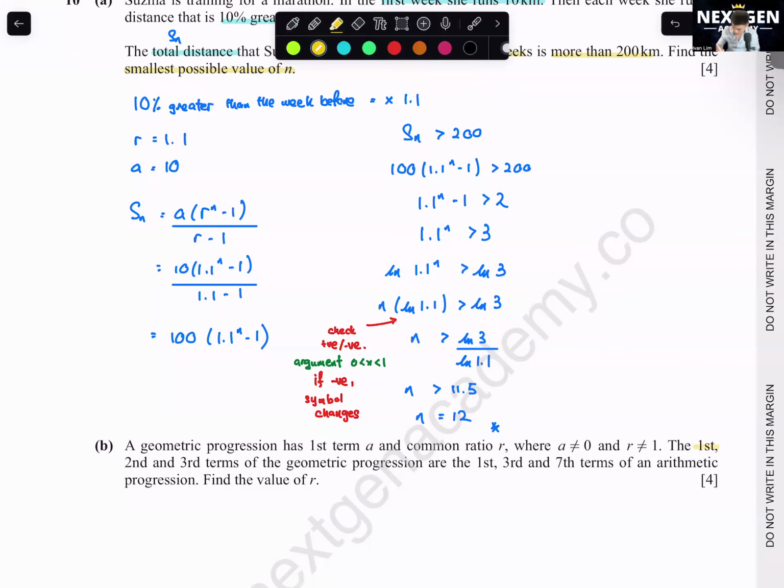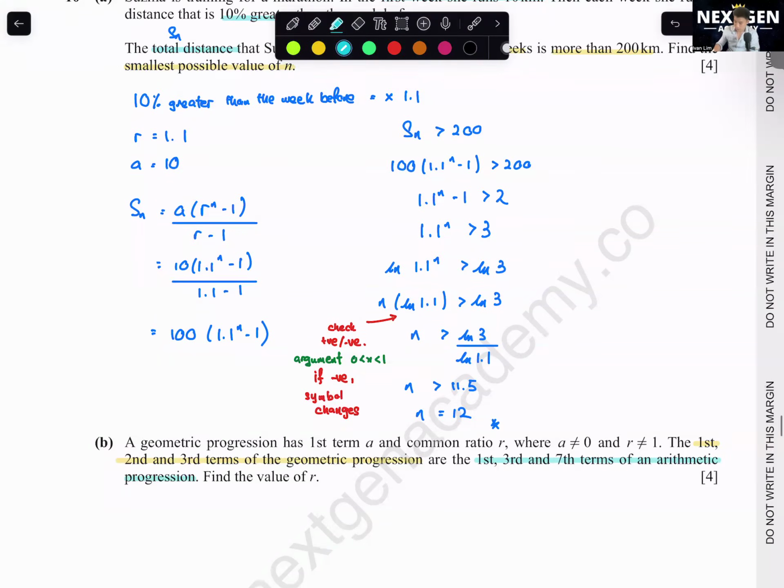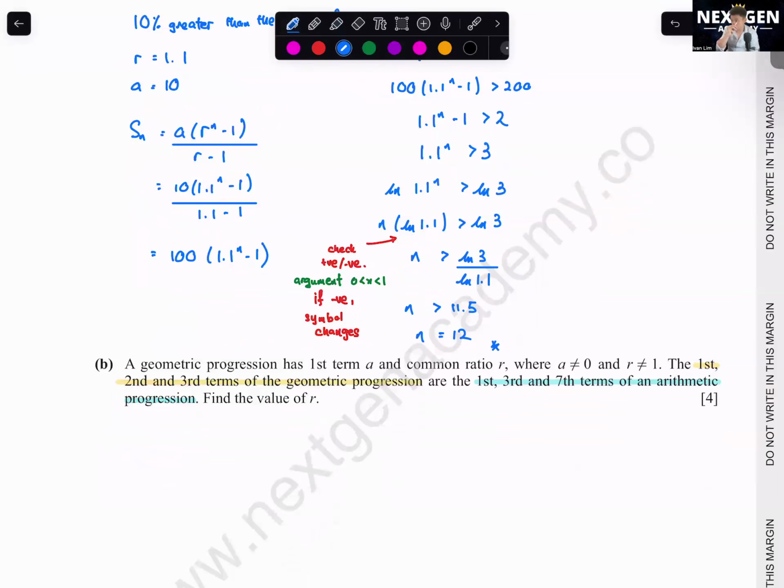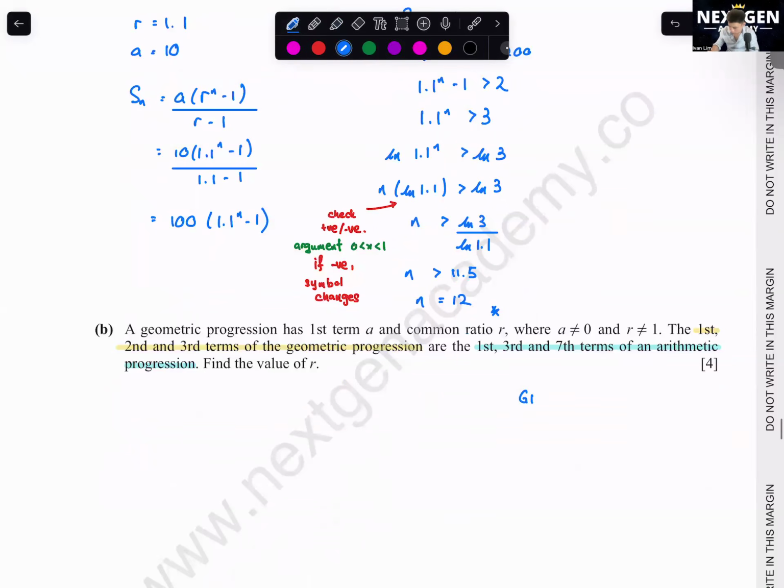Okay, let's read this here. First, second, third term of the GP, geometric progression, is the first, third, and seventh term of the AP. Let's write down the formula first. What is the geometric progression and arithmetic progression nth term formula? Geometric progression, GP, the nth term is AR to the power of n minus 1. Arithmetic progression is A plus n minus 1 D.